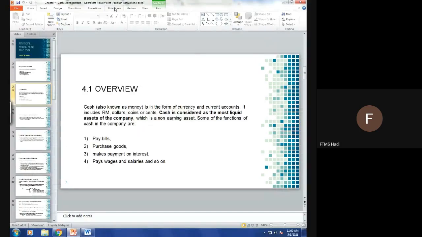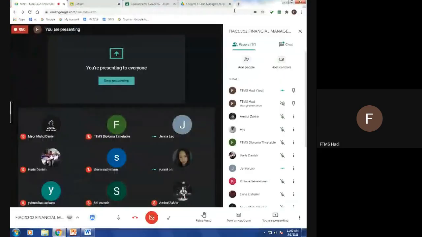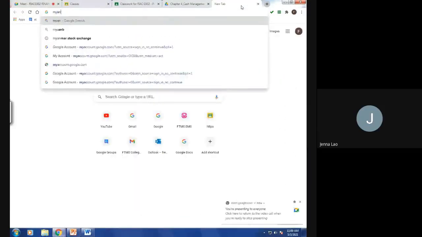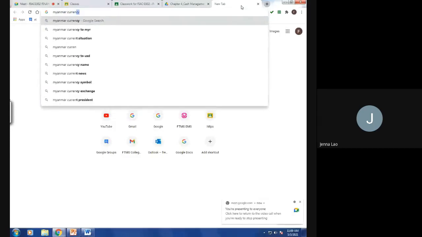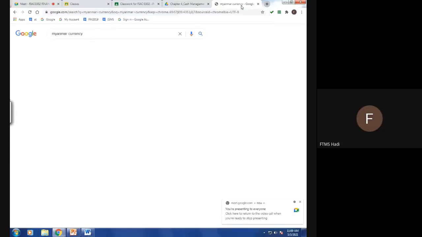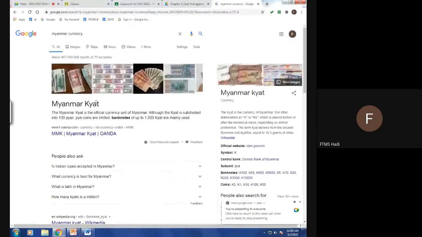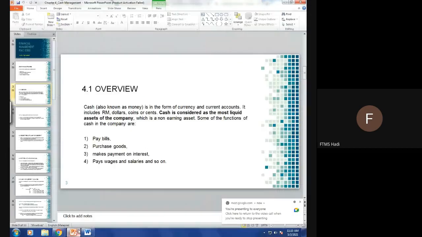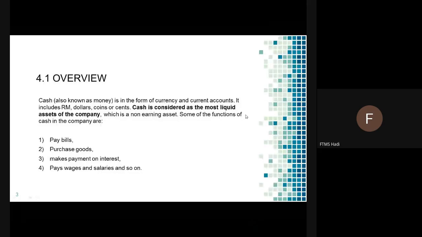Hold on, let me check this one. Kyat, is it this one? Kyat. Yes. Okay, all right. So therefore, RM, Kyat, Peso, rupee. That one is a form of currency.